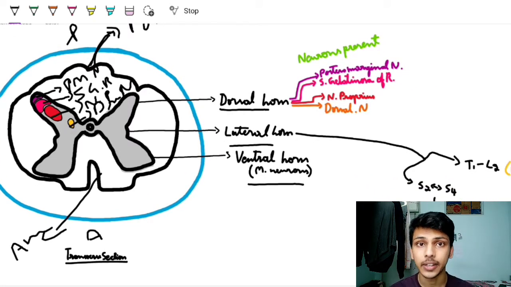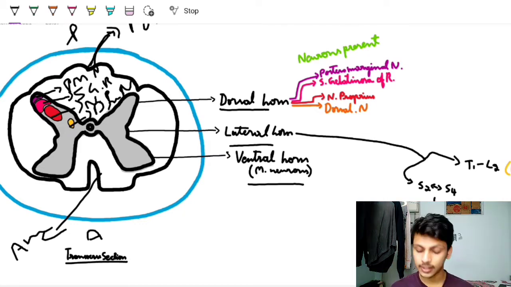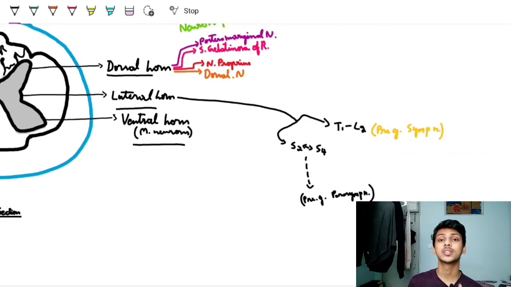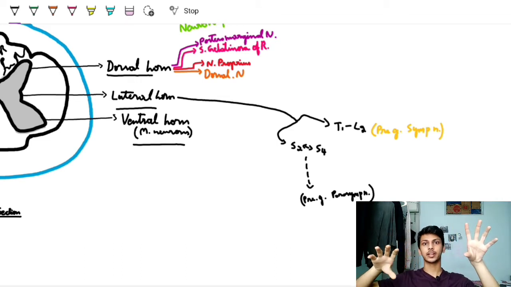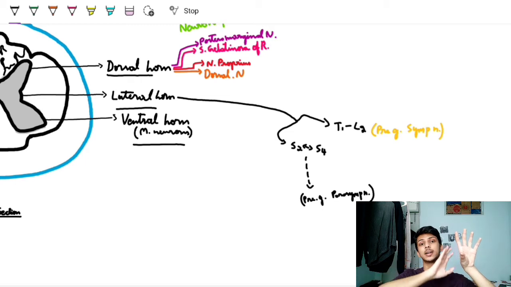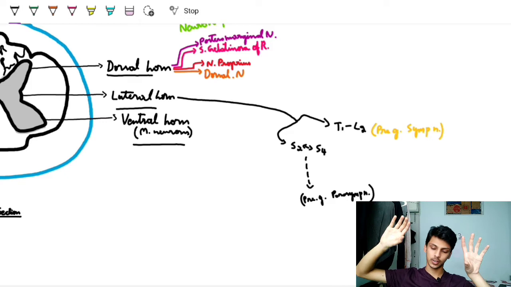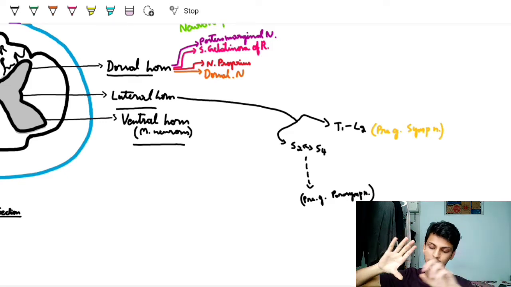Now let's go to the lateral horn. What is present in the lateral horn? It is very interesting because it hosts the autonomic nuclei. So does the whole spinal cord have the autonomic nuclei? Not exactly, because the autonomic nervous system has 2 components, the sympathetic and the parasympathetic. Sympathetic is called the thoracolumbar outflow, and the parasympathetic is called the sacral outflow.